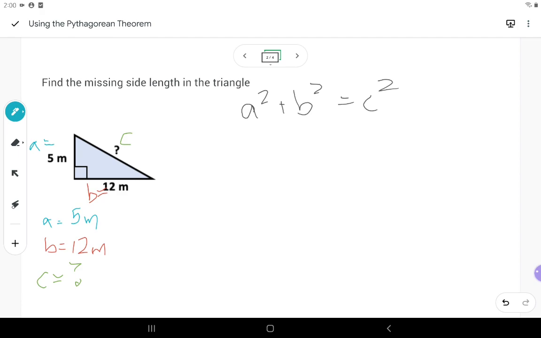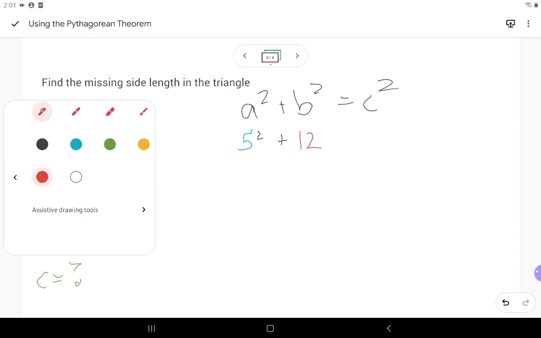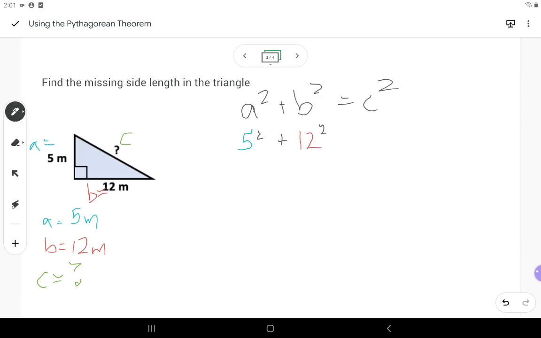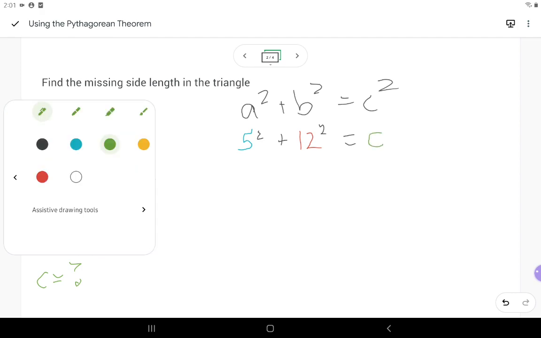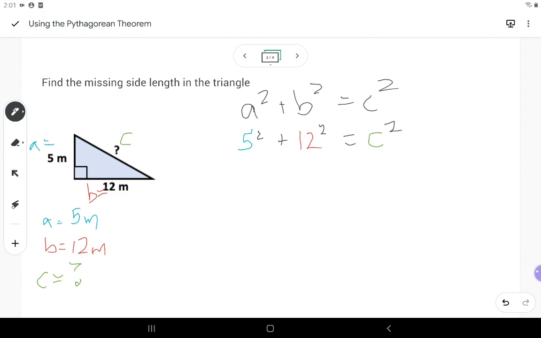So instead of writing a, I'm going to write 5, and this now becomes 5 squared. And then I'm going to change b, and b is going to become 12, and this is now 12 squared. And then c, I still don't know what it is, and I'm going to find c squared. Now, looking at this, 5 squared and 12 squared. Remember, we had to find the area of the two squares, and I have to find each area separately before I can add them together.